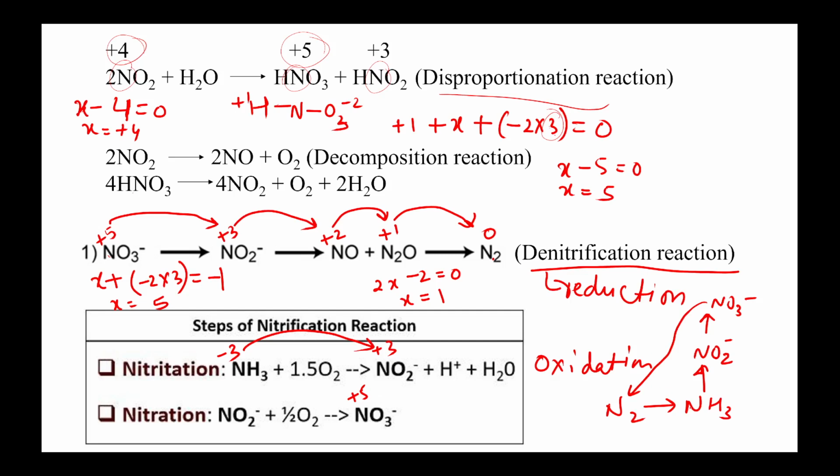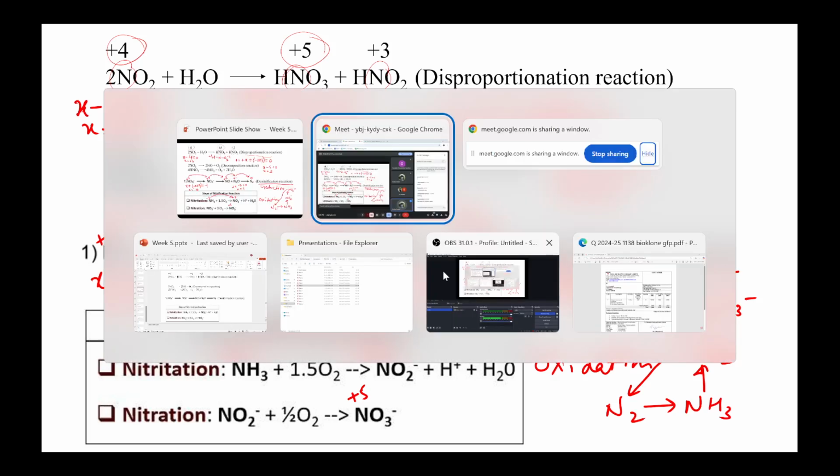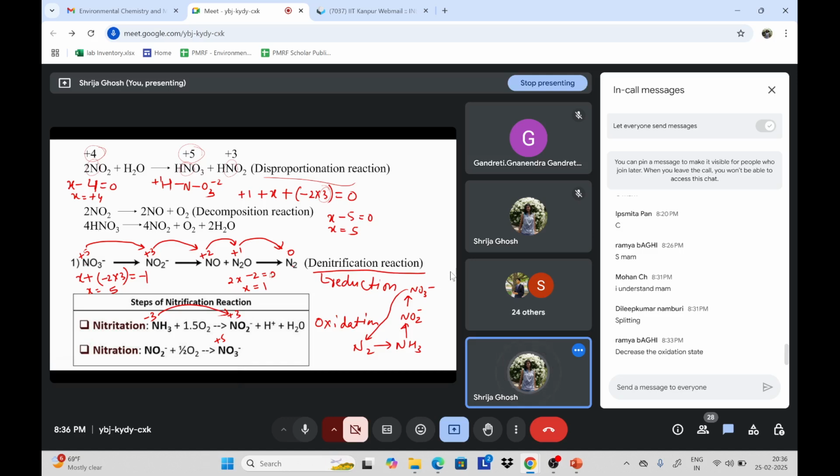Ammonia will get oxidized by the process of nitrification. Ammonia will get oxidized by the bacteria called nitrosomonas. So you should remember the bacteria also. You should remember the processes also. This is the nitrogen cycle. I hope all the reactions are clear to everybody.